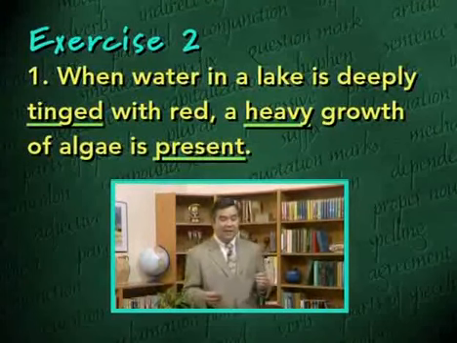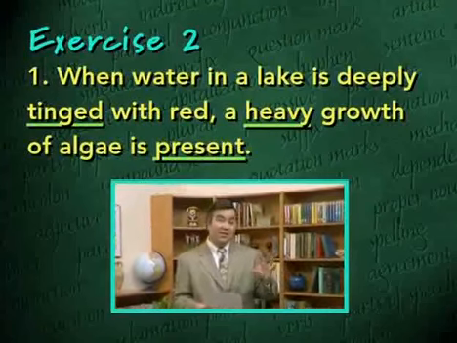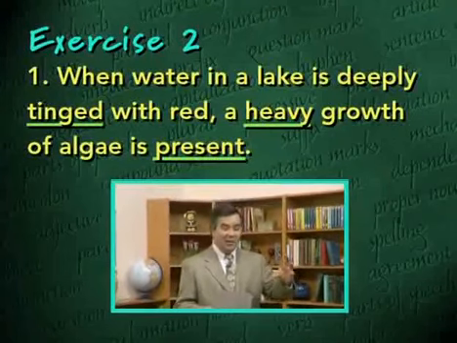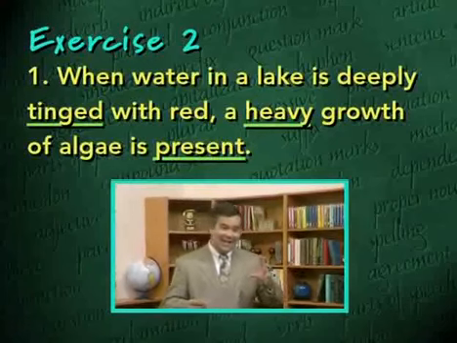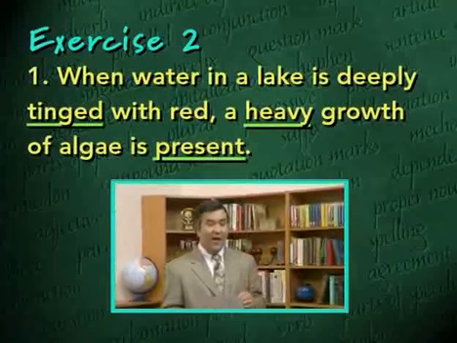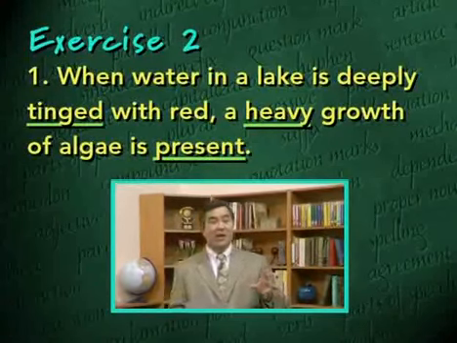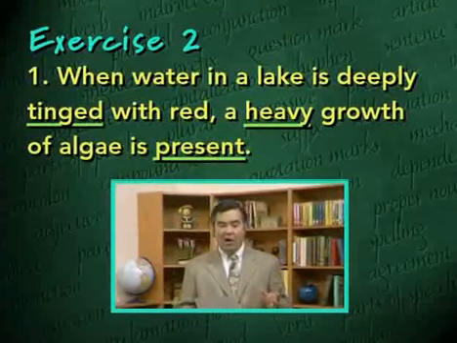The sentence says that the water in the lake is deeply tinged with red. Red is being described here as a kind of substance, a thing that has been used to tinge or color the water. So red is a thing in this sentence, and therefore it's a noun rather than an adjective. Remember that the same word can be used as more than one part of speech, depending on how it's used in the sentence. What about articles?